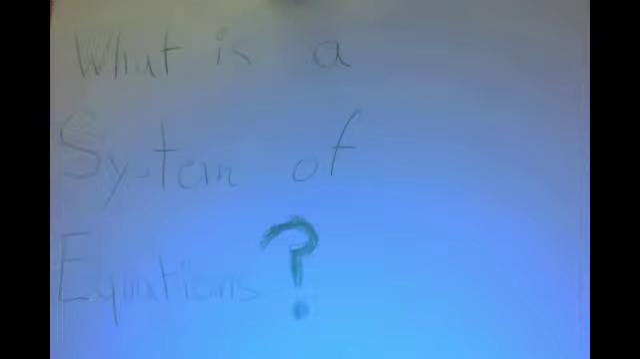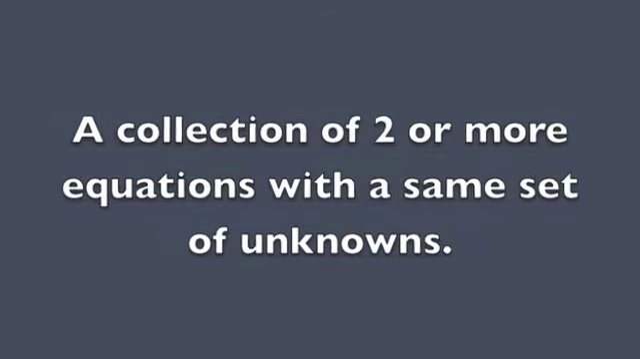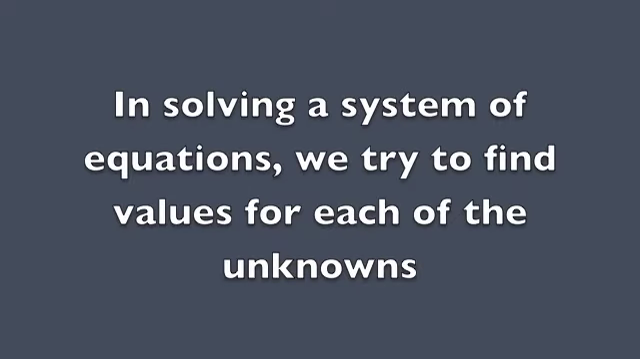Our next topic is, what is a system of equations? Well, a system of equations is a collection of 2 or more equations with the same set of unknowns. In solving a system of equations, we try to find the values for each of the unknowns that will satisfy every equation in the system.